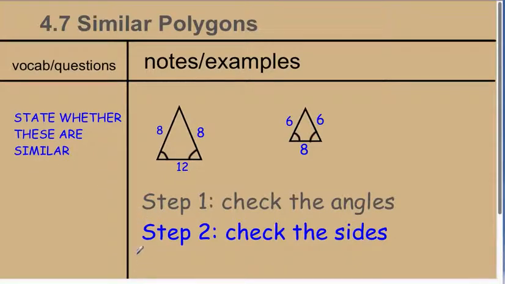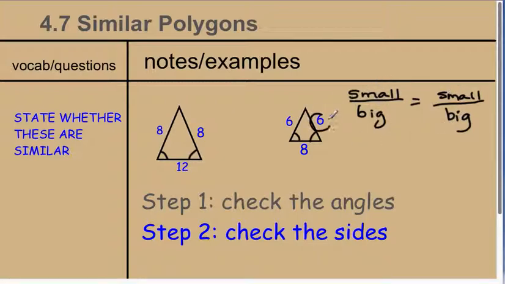First, let's check the angles. This angle matches this one. This angle matches that. This matches that. All right, so the angles match. Now let's check the sides. Again, what I want to do is take something from the small shape, put it over the big shape, and set that equal to small shape over big shape. Because remember from our ratios and rates lessons, I want to keep the same units.